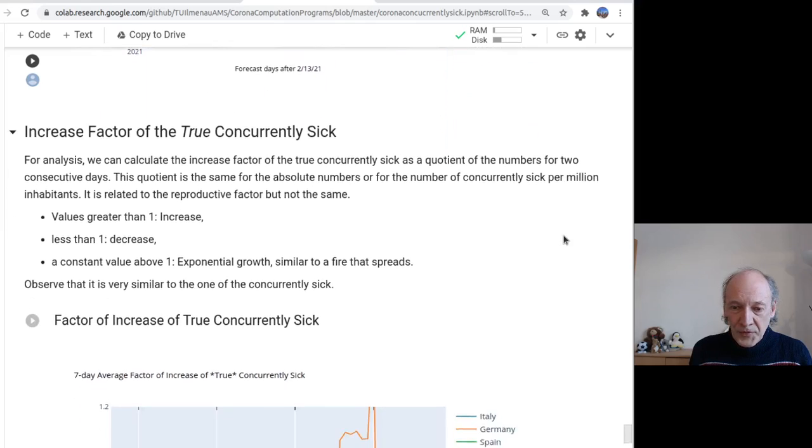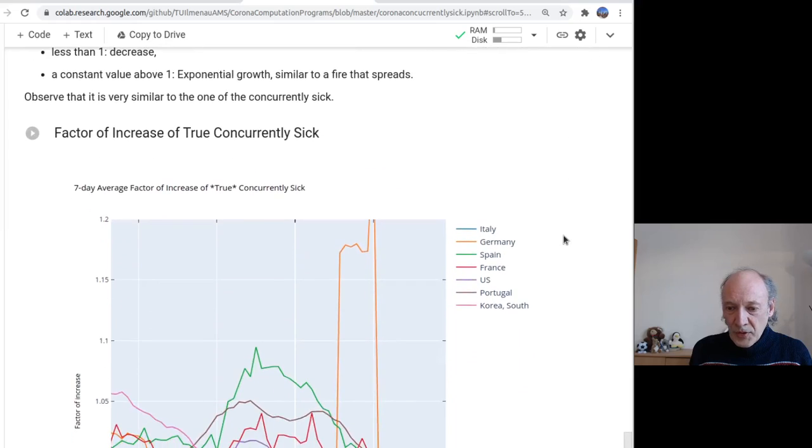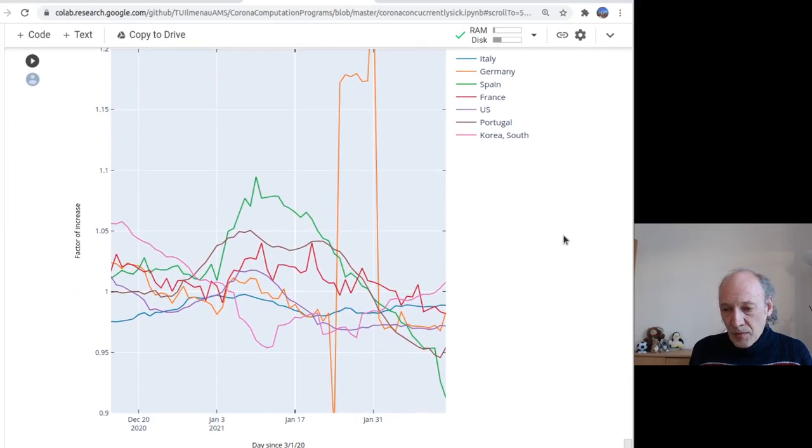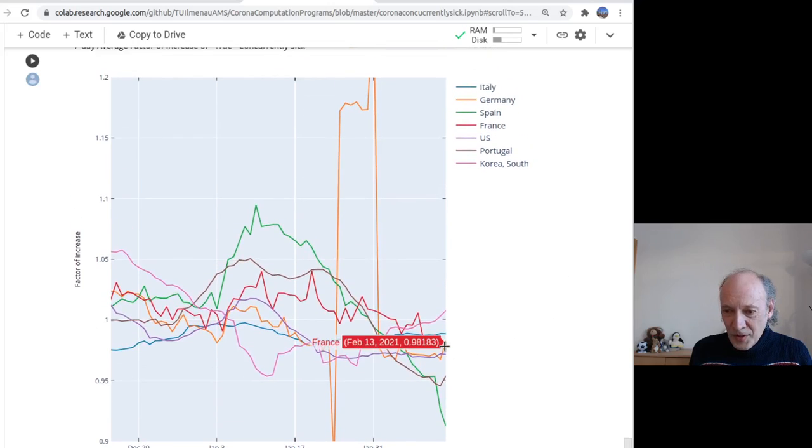Yeah, and then you can do the same with true concurrently sick. But yeah, this is the true factor that you want to have. But it basically, as mentioned, gives us the same information because we don't have much change in the testing. If you would have change in testing rates, we would see it also here.